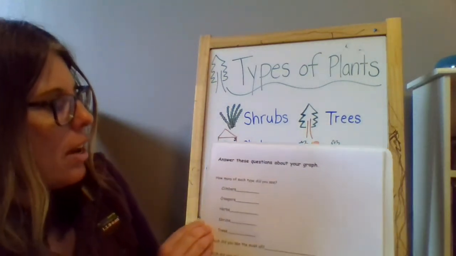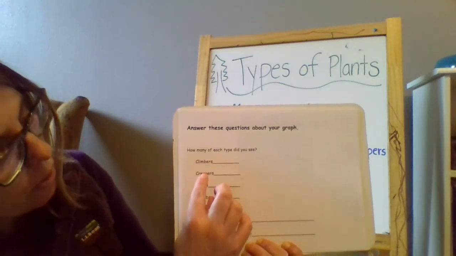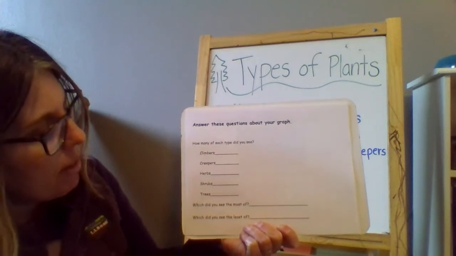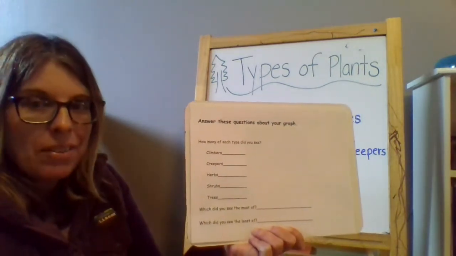So it says, how many of each type did you see? So how many climbers, creepers, herbs, shrubs, or trees did you see? I'll write the number by each of these. I want to know which did you see the most of? And which did you see the least of?